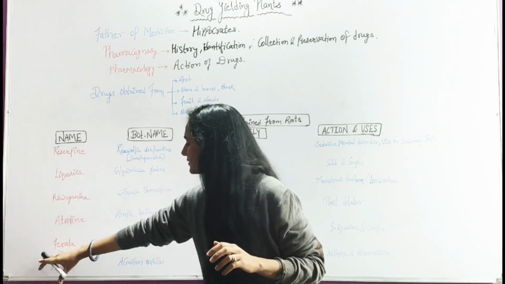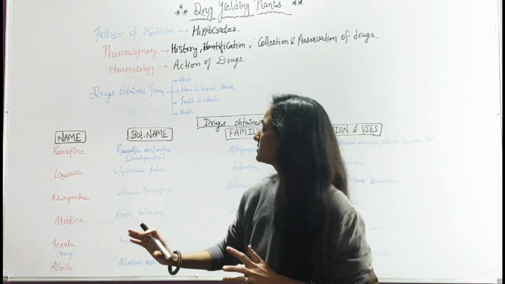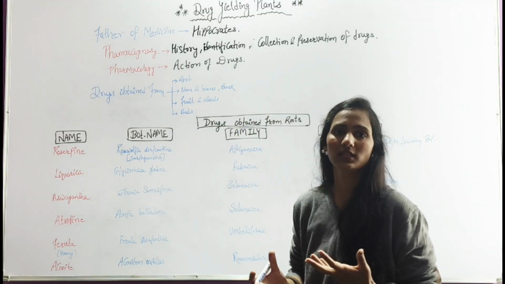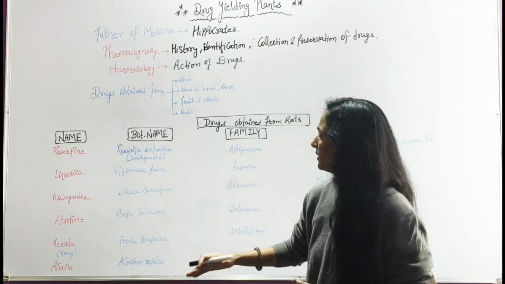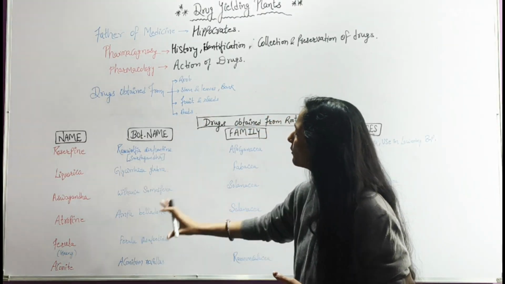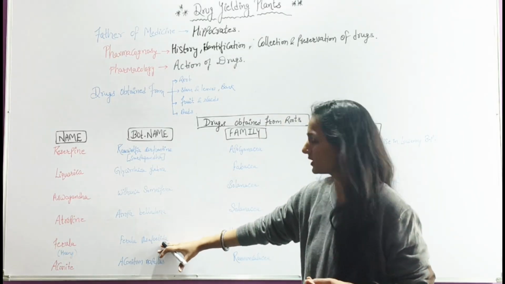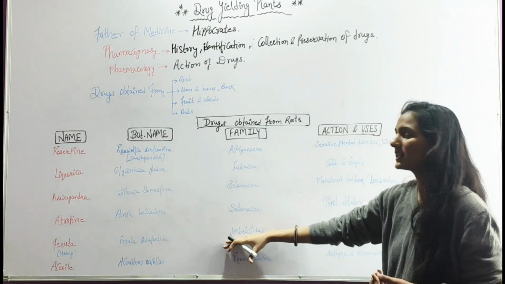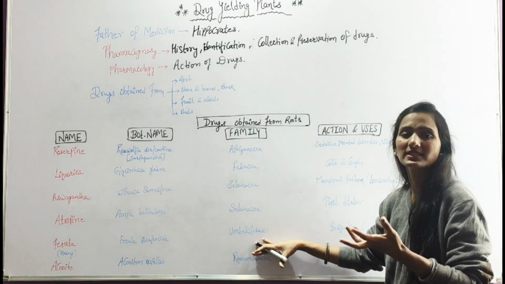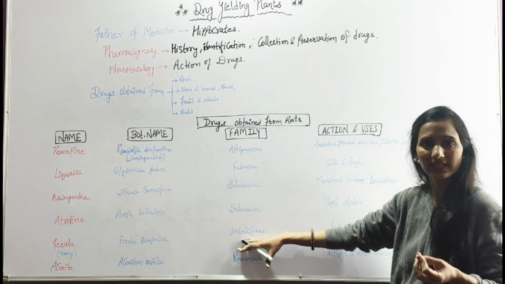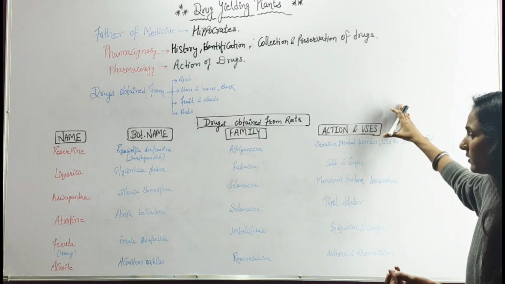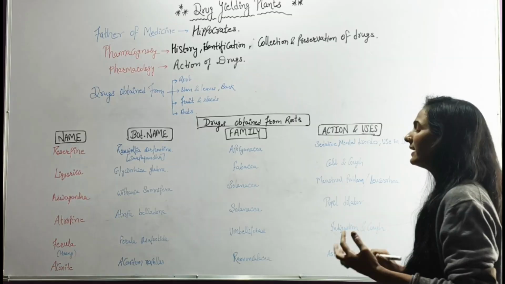Another drug is ferula. Ferula in Hindi is known as hing, and hing is mostly used as a spice in our country, India. We use hing in our spices. The botanical name of ferula is Ferula asafoetida. The family of ferula is Umbelliferae, in which mustard plants and others are also studied. And the action and use of ferula is for indigestion and cough.